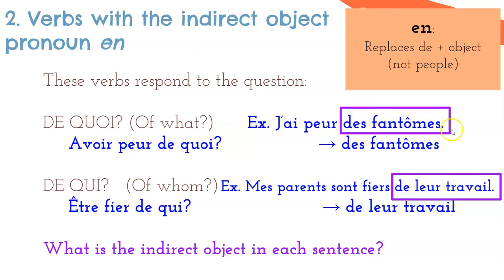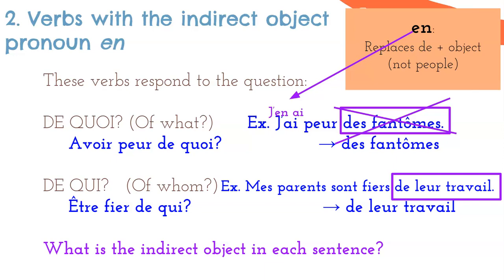J'ai peur des fantômes. Mes parents sont fiers de leur travail. This is not necessarily a person. I change it to an object to show en a little bit better, right? Just like with y, we can replace both the word before and the object, and in some cases, any modifying words there. So instead of j'ai peur des fantômes, you've already been talking or writing about les fantômes, and you want to simplify. Instead of saying I'm scared of ghosts, you can just say I'm scared of them. You can cross that out and add en. So it becomes j'en ai peur.